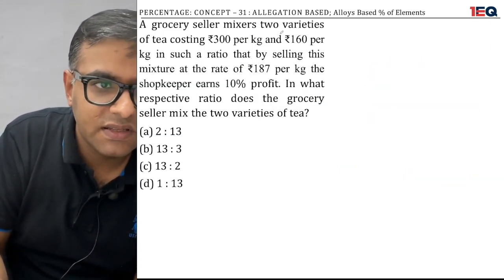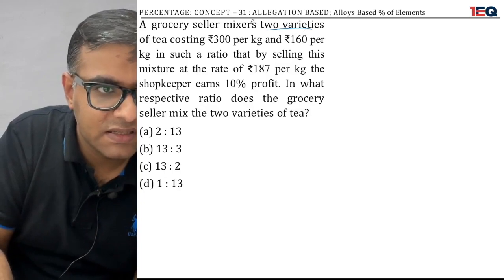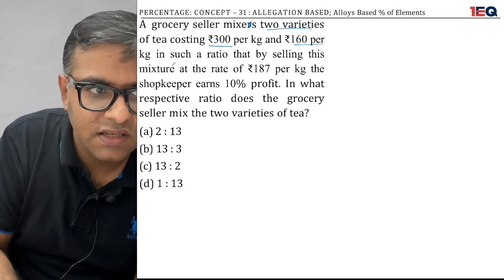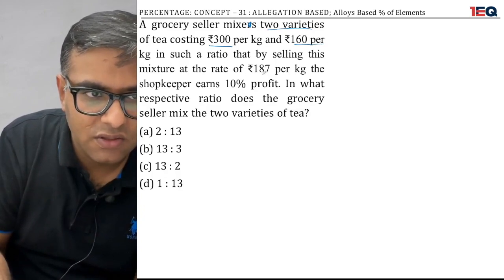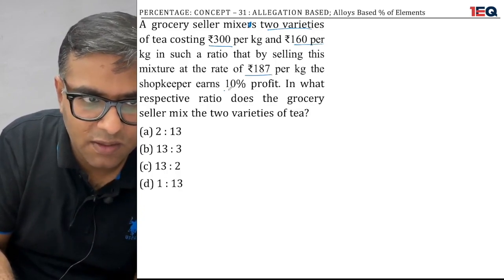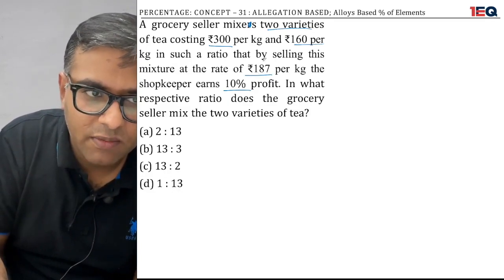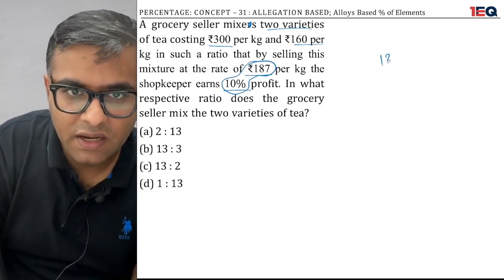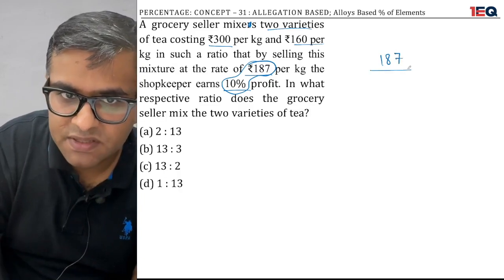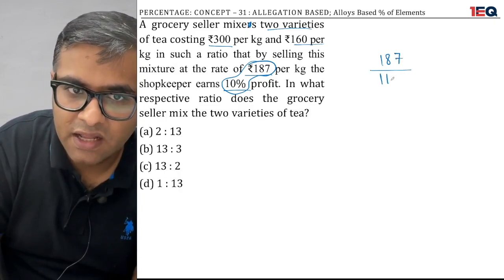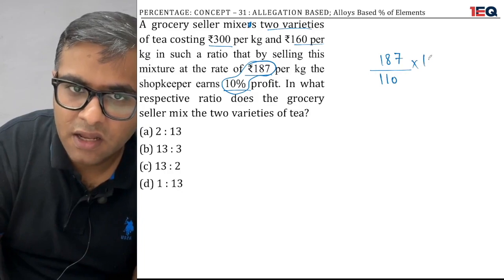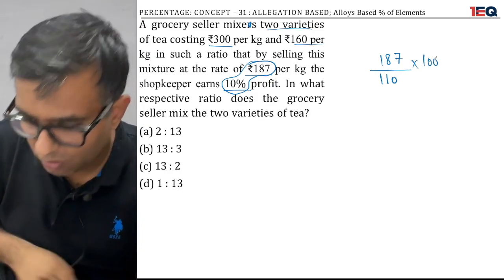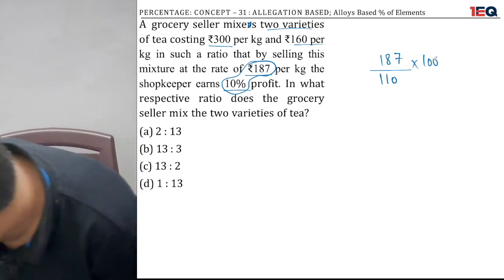A grocer mixes two varieties of tea, costing 300 and 160, in such a ratio that by selling the mixture at the rate of 187, there is a profit of 10%. Now let me bring it down to a very clear point. If in 187 rupees there is a 10% profit, then it is hiding a value of 110 in it, and I need to bring it to the standard point or to the original point.